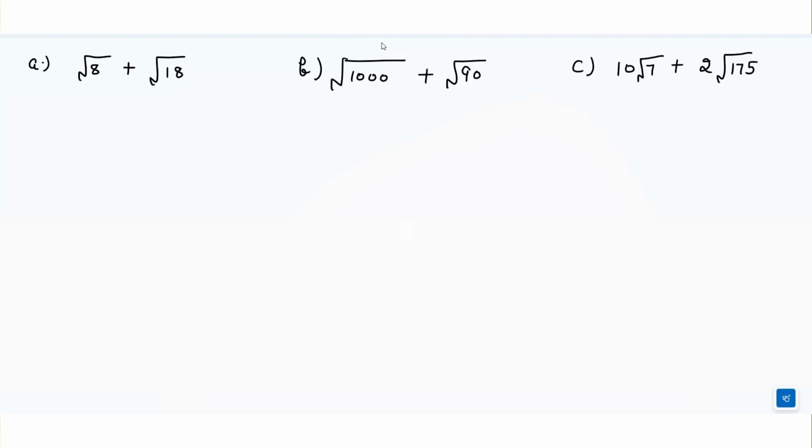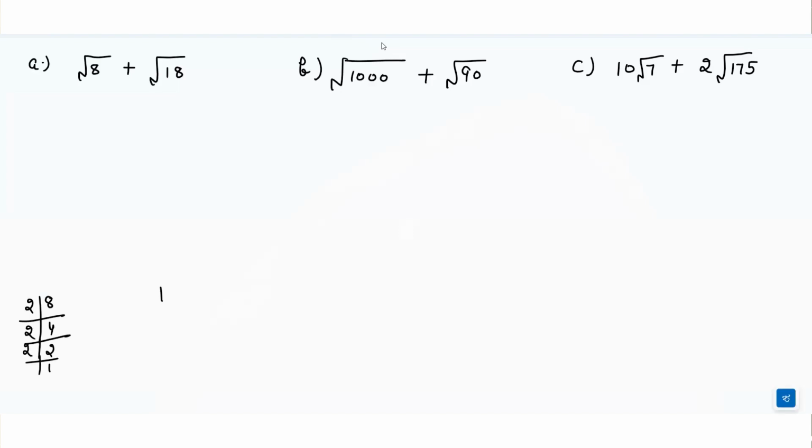Now let's understand how to add the surds. Whenever we have to add the surds, we have to see whether the number given within the square root is in the simplified form. If it is not in the simplified form, we have to change it into the simplified form. So for that, we have to find out the prime factors of the numbers given within the square root. If I have to make the factors of 8, I will get 2 4s are, then 2 2s are, and then 2 1s are.